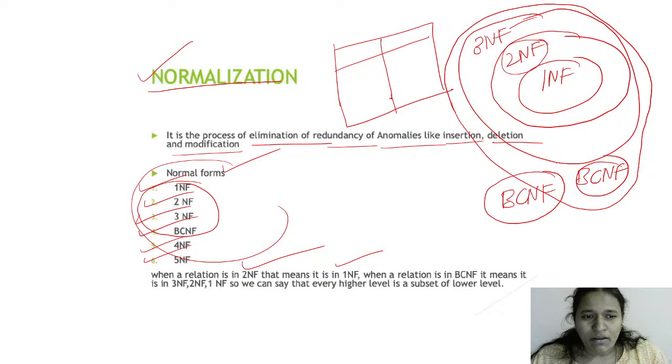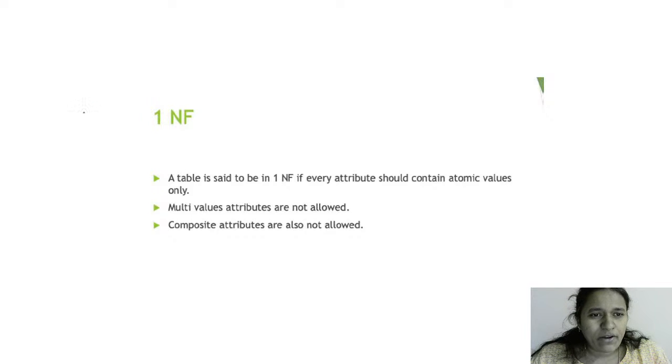Now we will see what is 1NF, what is 2NF, and what is 3NF, and how to find from the given relation whether it is 1NF, 2NF or 3NF. A table is said to be in 1NF if every attribute contains atomic values only. Multi-valued attributes are not allowed. We already saw what multi-valued attributes are.